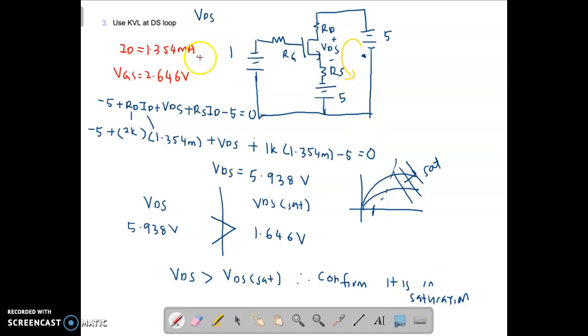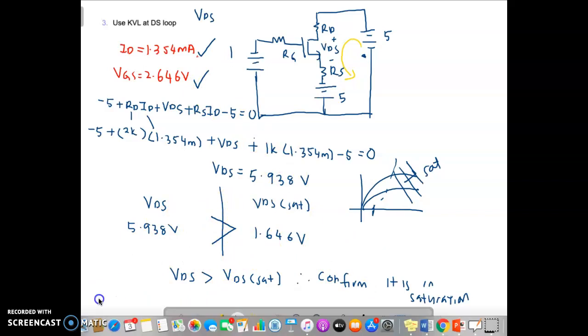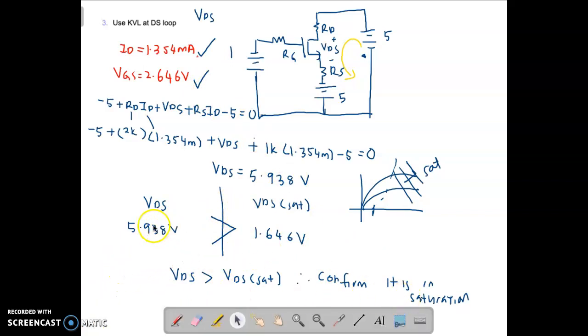So your final value is current ID 1.354 milliampere, VGS is 2.646 volt, and you can confirm that this value is in saturation. And now you are done with the calculation. So what is the value of ID? The final value is 1.354, and it is confirmed in saturation.